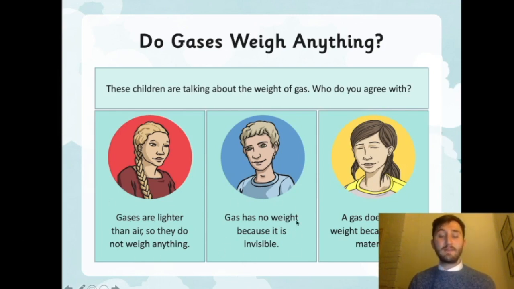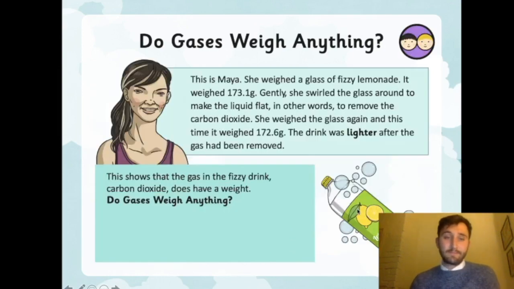Gas has no weight because it's invisible. I think that's false. Gas definitely does have a weight. And then finally, a gas does have weight because it's a material, and that is definitely correct. So this is Maya. She weighed a glass of fizzy lemonade. It weighed 173.1 grams. Gently, she swirled the glass around to make the liquid flat, in other words, to remove the carbon dioxide. She weighed the glass again, and this time it weighed 172.6 grams. The drink was lighter after the gas had been removed. This shows that gas in the fizzy drink, carbon dioxide, does have a weight.